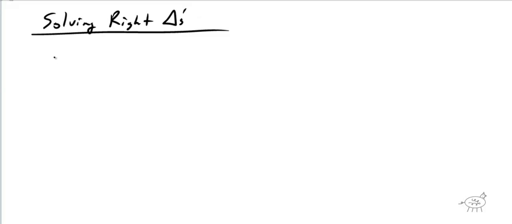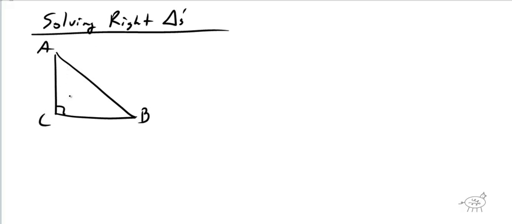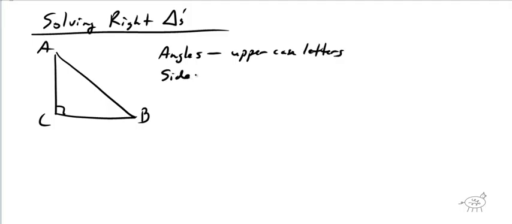A couple things we need to talk about first. If I draw a nice little right triangle here and label the vertices A, B, C, easy as 1, 2, 3, your angles are always uppercase letters, and your sides are lowercase letters. Always got to remember that. It's really, really important. Don't come up to me and ask whether this is a side or an angle, because I'll tell you to go sit down, because I just taught it to you.